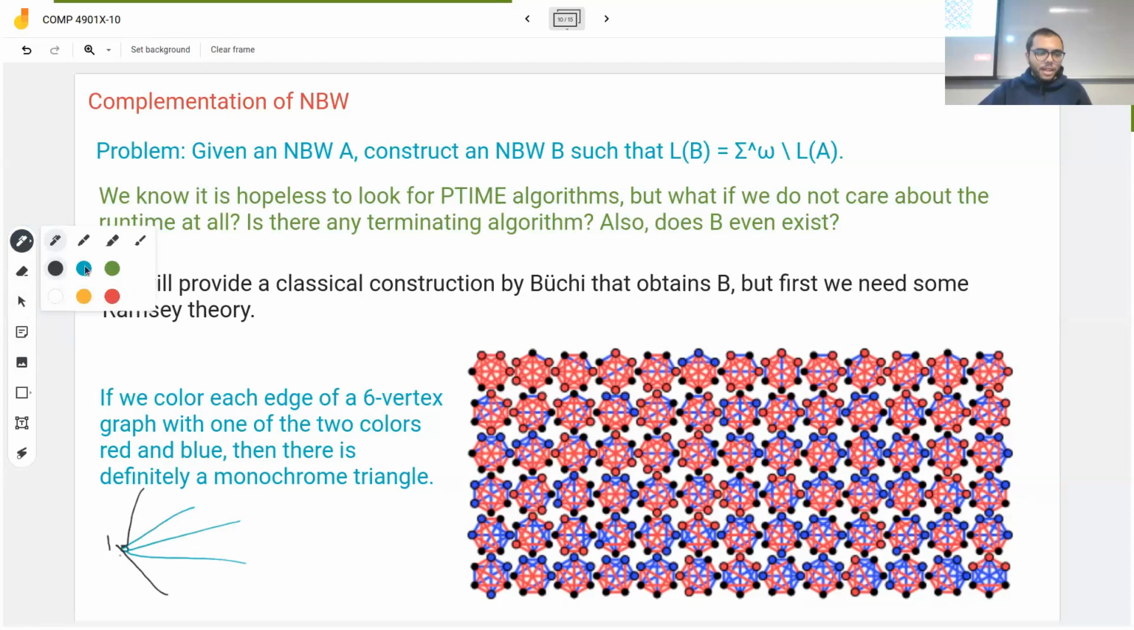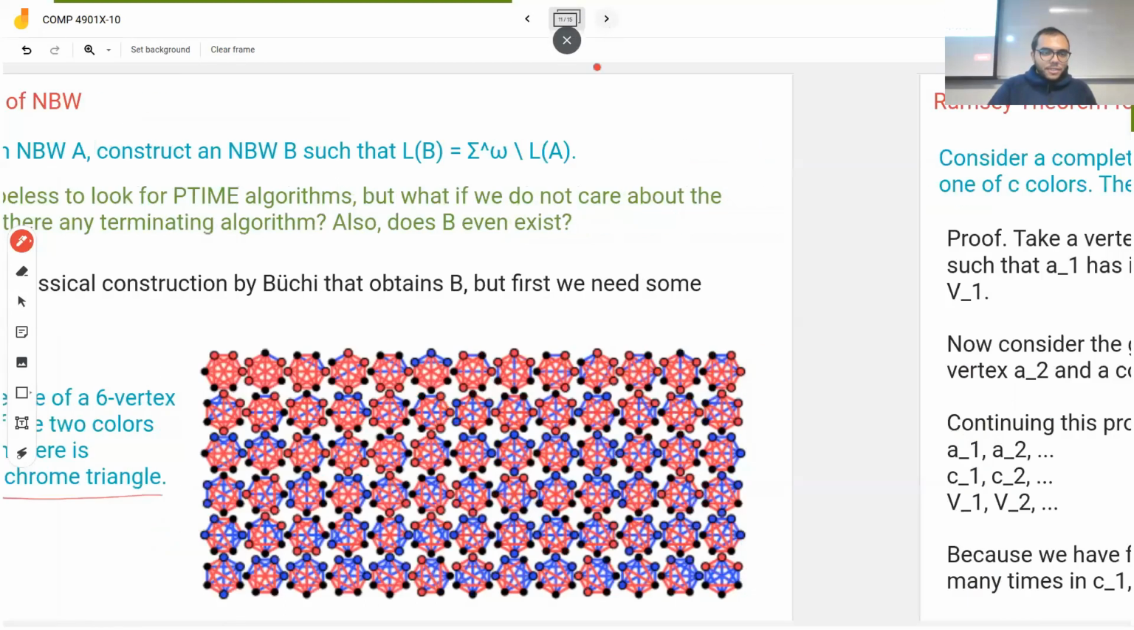So I look at the endpoints of these edges. If 2 of these 3 vertices are connected with another blue edge, I immediately have a blue triangle, right? So the only way that I don't have a blue triangle is if all of these vertices are connected with red edges. But then that gives me a red triangle. So in any case, I have a monochrome triangle, a triangle of just one color. This was easy. This was just applying the pigeonhole principle. Nothing hard about it. What happens if our graph is infinite?